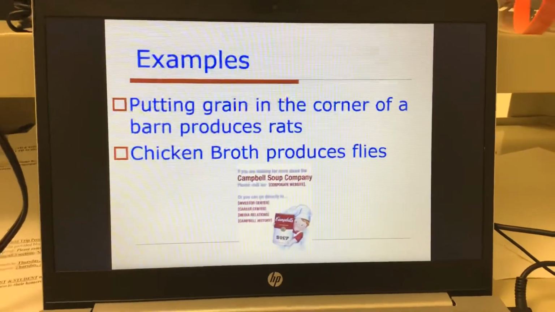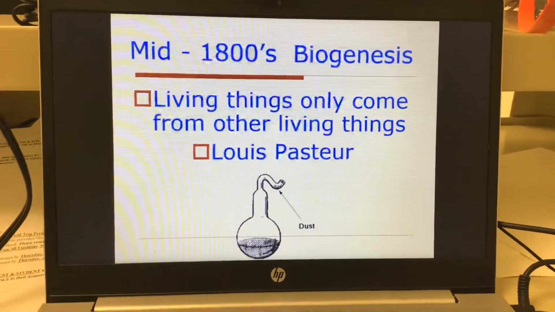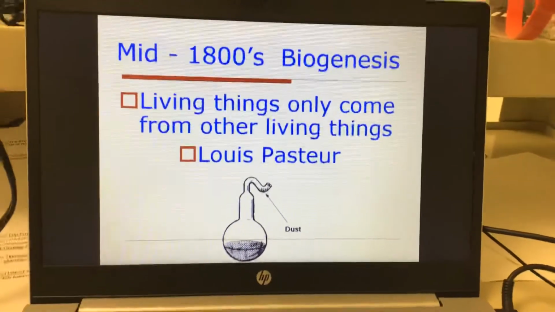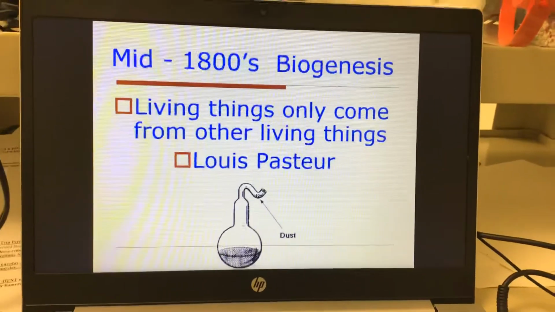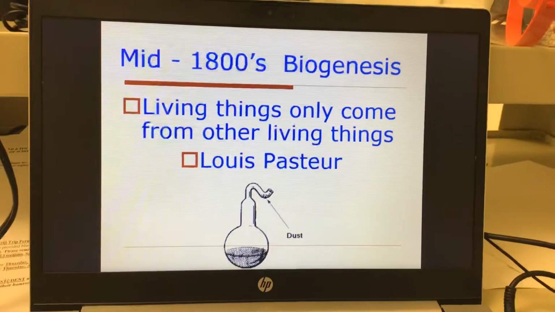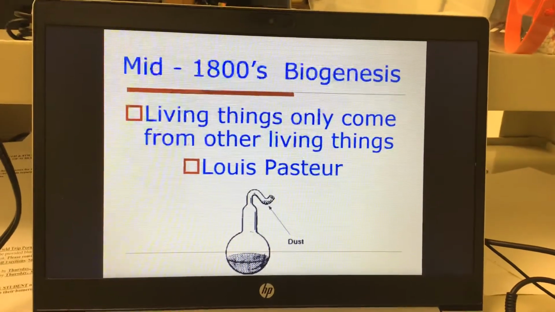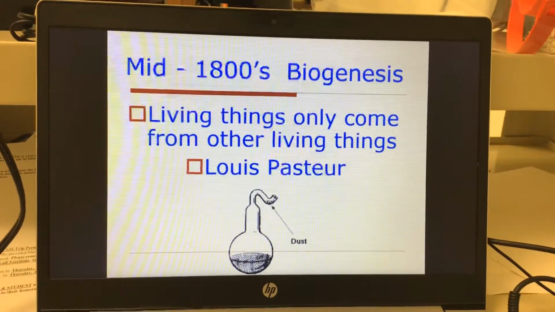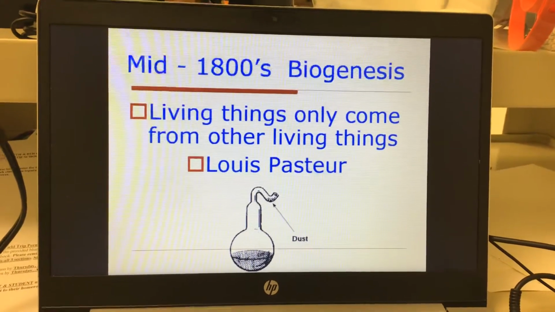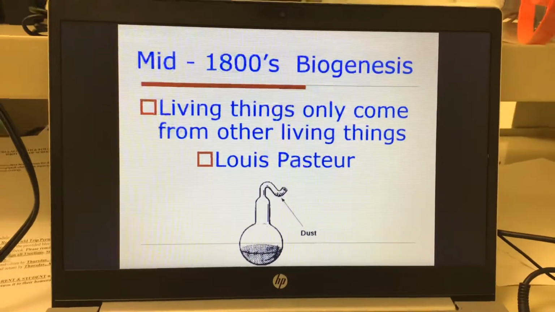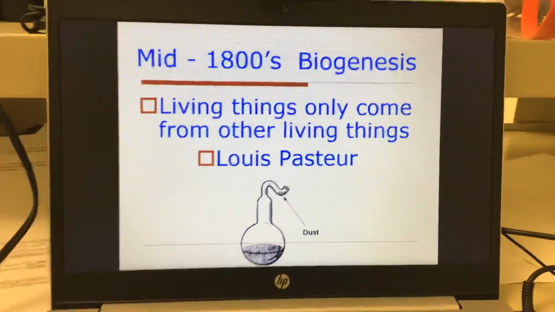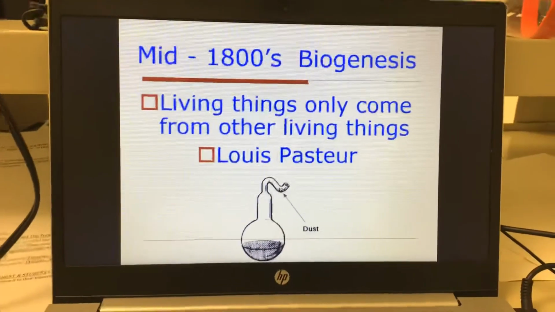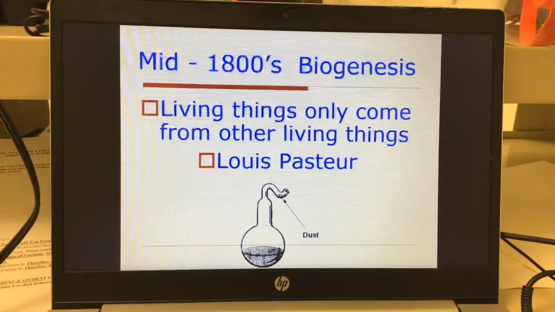They use chicken broth as an example here. In the mid-1800s, a man named Louis Pasteur was one of the people who came up with this term called biogenesis. What I'd like you to write down is biogenesis, and in the first bullet, say living things only come from other living things. That's called biogenesis.